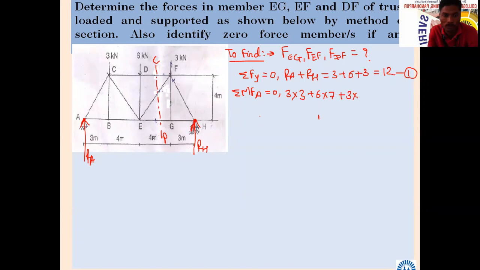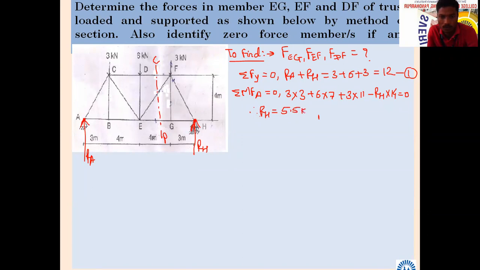Then 3 into 11. 4 plus 4 plus 3, 11. 8 plus 3, 11. Minus RH into 3, 3, 6, 7, 14. Yes, sir. Just check. 14. Then therefore RH equal to, you can calculate. RH how much is it? 5.5.